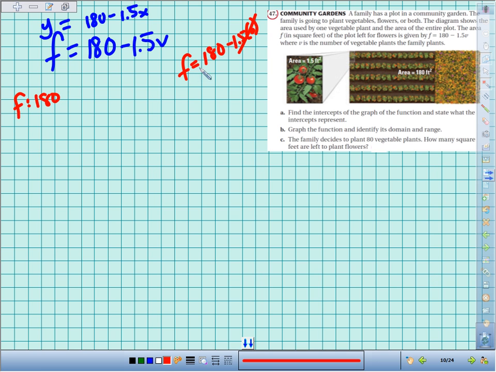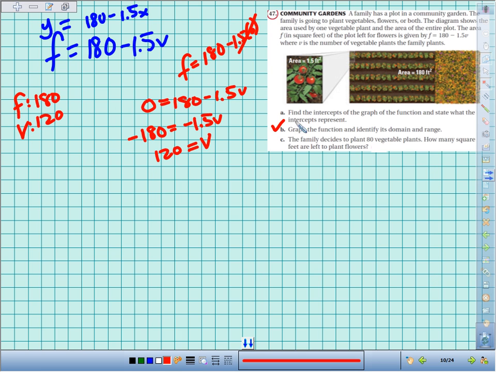If you want the V-intercept, you'd have to solve this equation. You plug 0 in for F. So you'd have to solve, when does 0 equal 180 minus 1.5V? You'd have to subtract 180 on both sides to get negative 180 equals negative 1.5V. Divide both sides by negative 1.5. You're going to find that V equals, I believe it's 120. So our V-intercept is going to be 120.